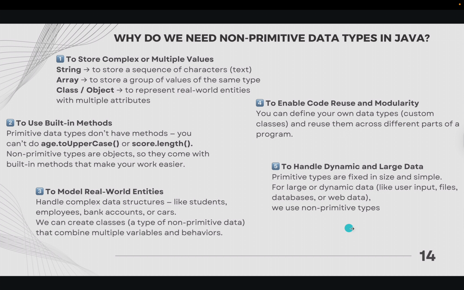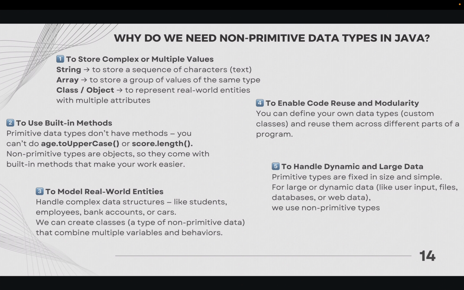Number five, to handle dynamic and large data. Primitive types are fixed in size and simple. For large and dynamic data like user input, files, databases, or web data, we use non-primitive types. For example, string for text data, ArrayList for dynamic lists, HashMap for key value pairs, and class for objects representing complex entities, and so on.